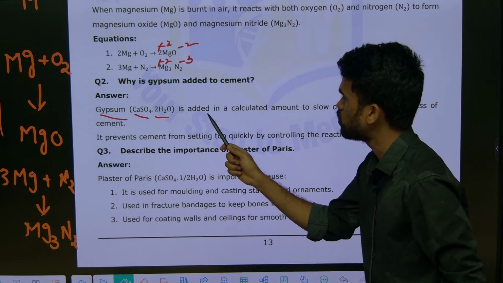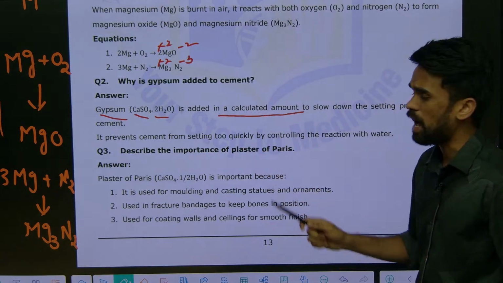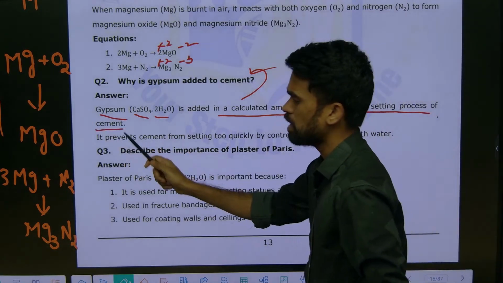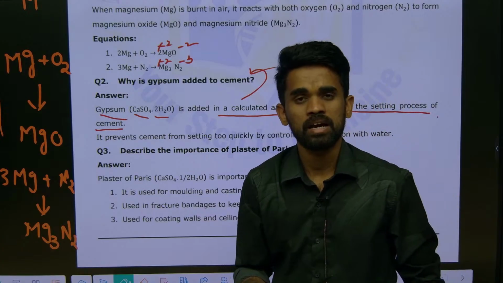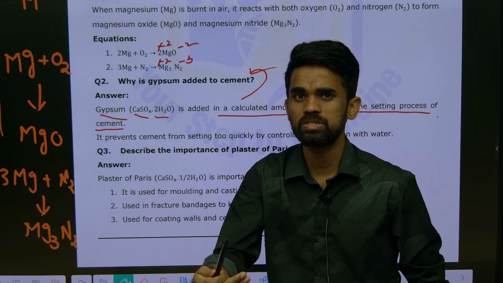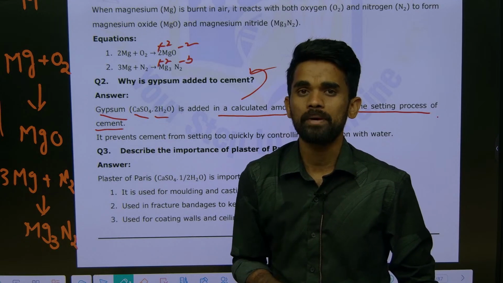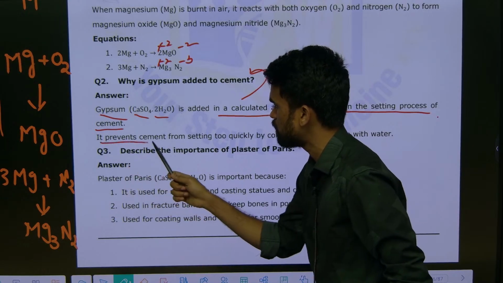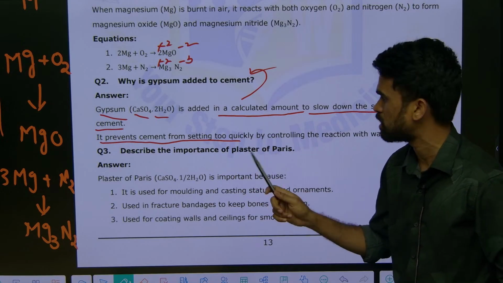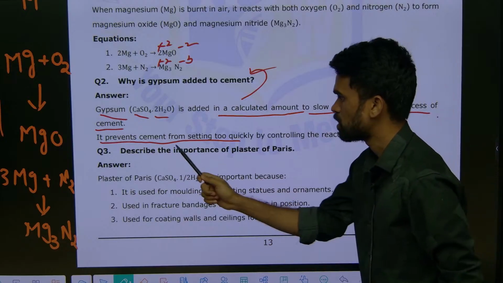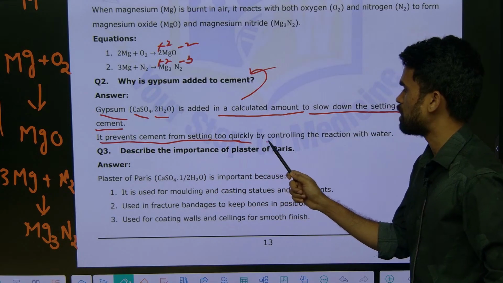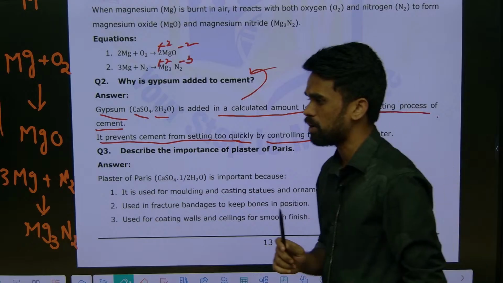Gypsum is added in a calculated amount to the cement to slow down the setting process of cement. Therefore it is comfortable while constructing. But if you are not using gypsum, the setting process will be very fast, and we cannot make a proper construction. That's why it is added. It prevents the cement from setting too quickly by controlling the reaction with water. This is the main point to be remembered here.